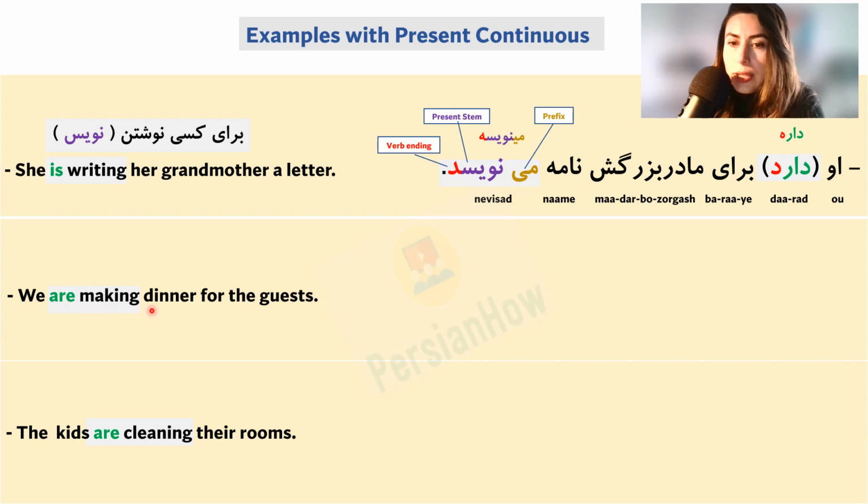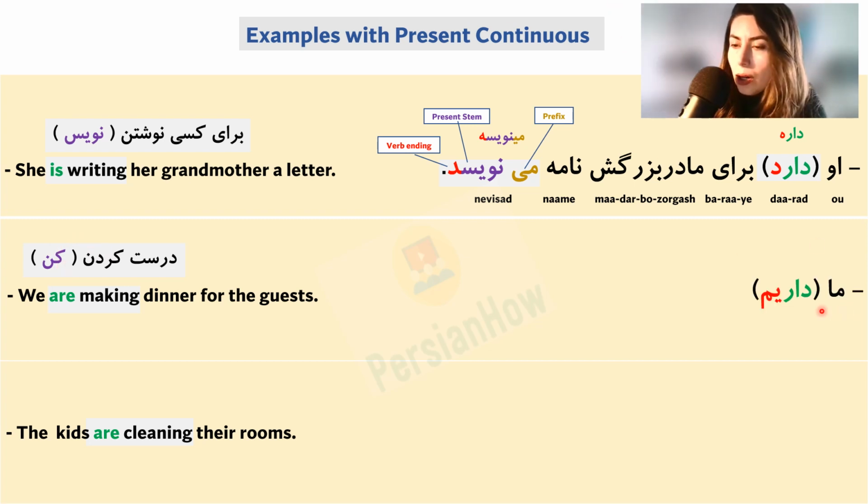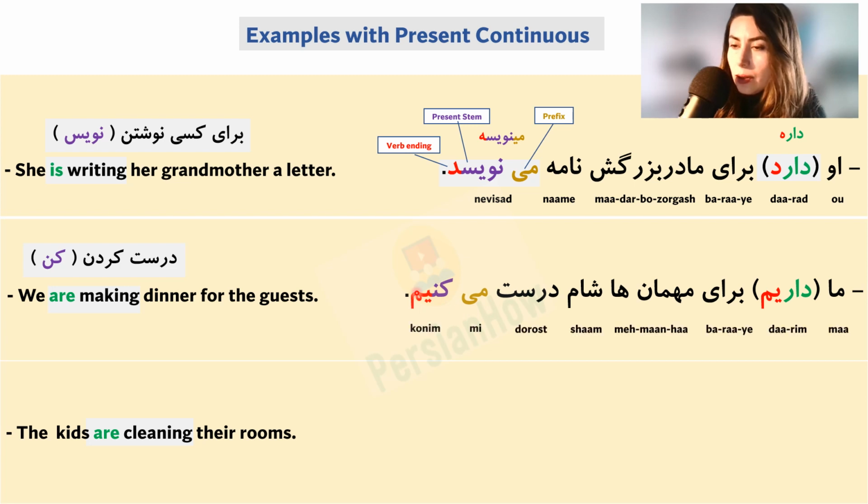Next one, we are making dinner for the guests. So to make is درست کردن and کن is the present stem. ما داریم برای مهمانها شام درست می کنیم. One more time. ما داریم برای مهمانها شام درست می کنیم. So I think this one is pretty clear. Next one, the kids are cleaning their rooms. So to clean is تمیز کردن. کن is the present stem of کردن.